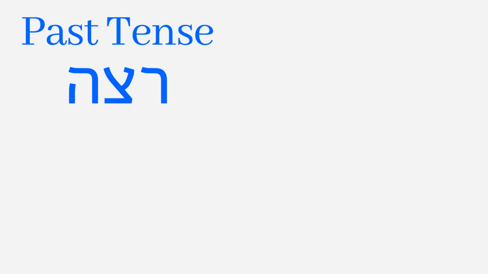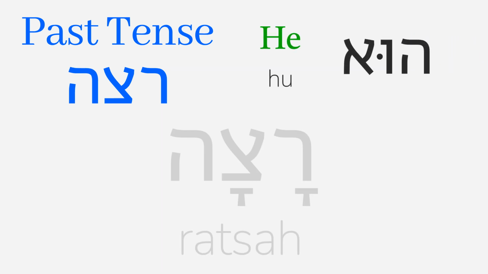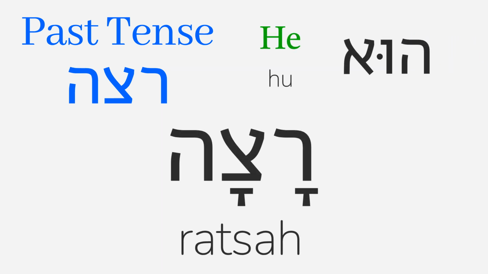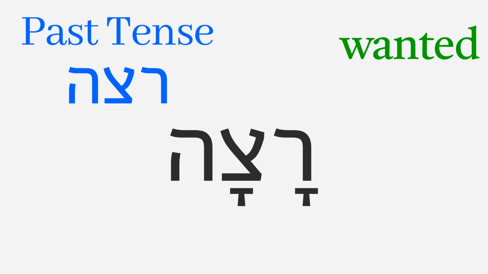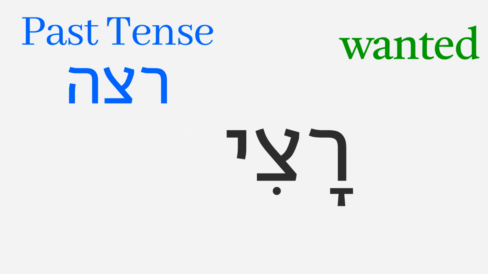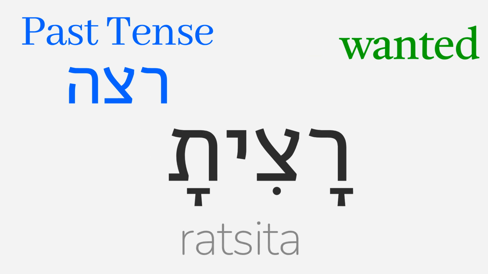Let's see an example with the verb lirtzot, which means to want, which is from the root resh tzadi hey. The hu form is almost regular with roots ending with hey. It just has another kamatz as its second vowel instead of a patach. Ratza, he wanted. Before we add endings to make the other forms, we often replace this a ending with e, spelled with a yod. Then adding t, we get ratziti, I wanted. Adding the ending ta, we get ratzita, you wanted masculine singular.